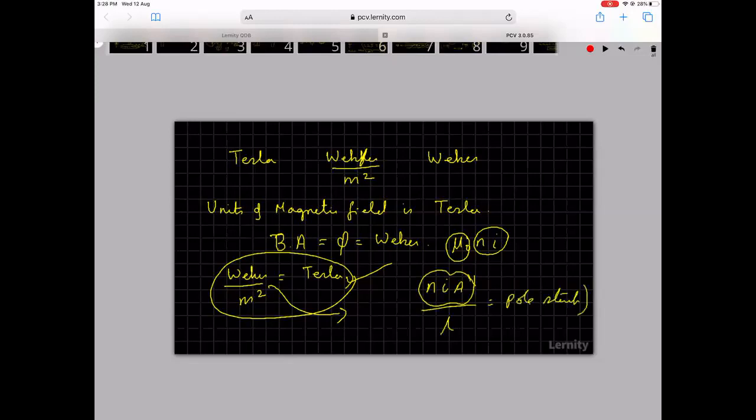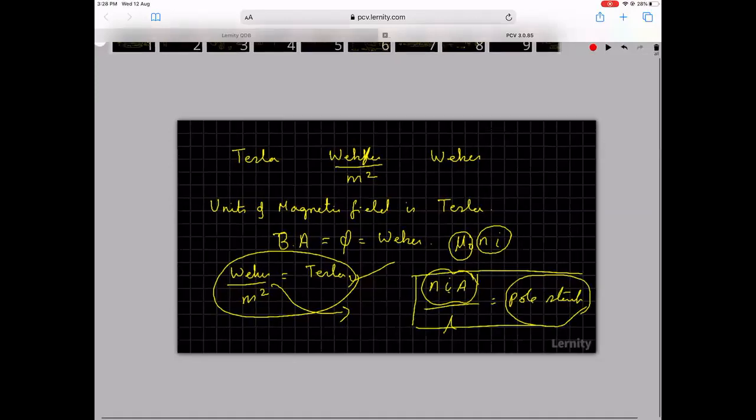If I am finding out pole strength, there are two ways I can get pole strength. One, I can get it from this ampere meter. This area is meter squared, L is meter, so I'll get ampere meter. So pole strength is equal to ampere meter. Another way I can get pole strength is from this whole concept of magnetic moment or Tesla. So force is equal to Tesla into pole strength.